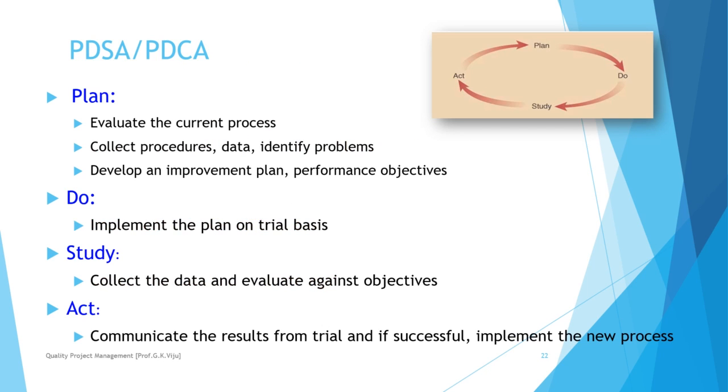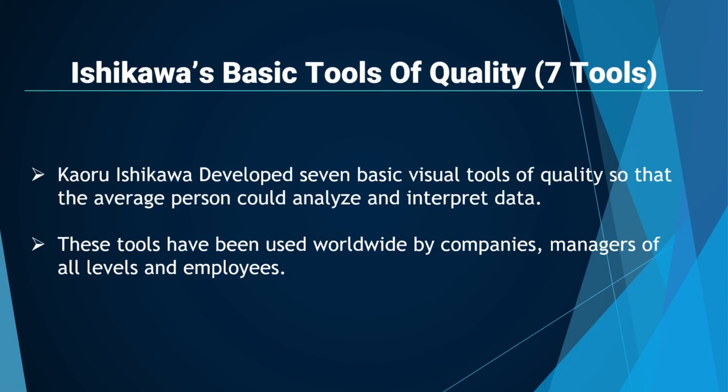So PDCA: Plan means evaluate the current process, collect the data and identify the problem, develop an improvement plan, performance objectives, etc. Do means implement the plan on a trial basis. Study or check means collect the data and evaluate or analyze against the objectives. Act means communicate the result on the trial basis, and if it is successful, implement the new process. So this is about the PDCA or PDSA cycle.